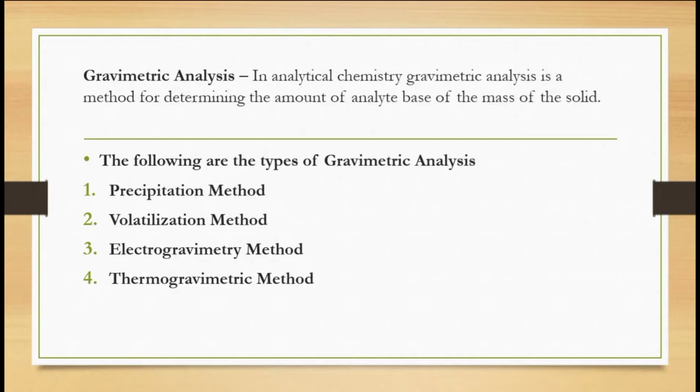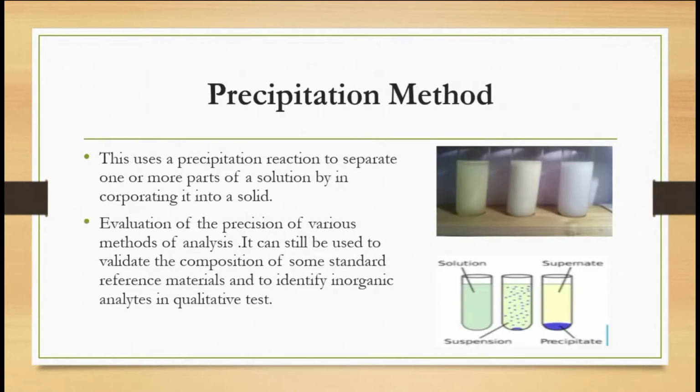There are 4 essential types of gravimetric analysis. The following are the types of gravimetric analysis. First is the precipitation method, the second is the volatilization method, the third is the electrogravimetry method, and the last one is the thermogravimetric method. So let us start with the precipitation method.